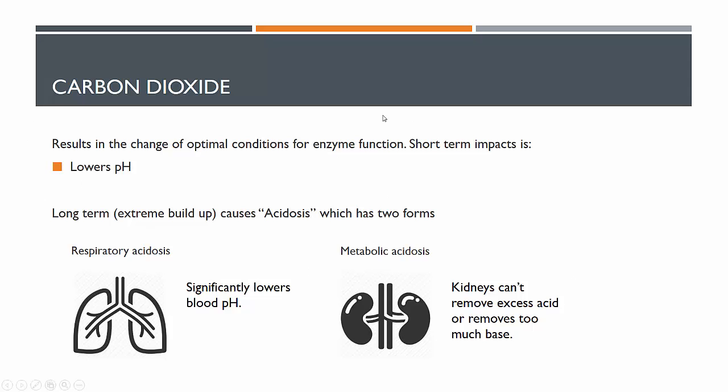So in terms of your understanding for the course, the key thing is obviously that it lowers the pH, and that can have flow-on effects for enzyme function. But our body has systems in place to handle that short-term impact and to operate within our narrow range of tolerance. But when that tolerance is broken or tested, we can have this long-term build-up and we get acidosis.